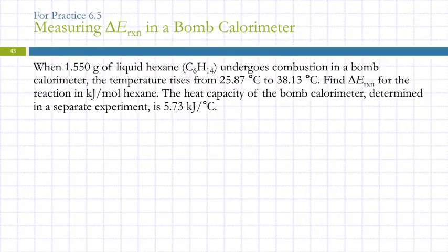When 1.550 grams of liquid hexane undergoes combustion in a bomb calorimeter, the temperature rises from 25.87 degrees Celsius to 38.13 degrees Celsius. Find the change in energy for the reaction in kilojoules per mole of hexane. The heat capacity of the bomb calorimeter, which was determined in a separate experiment, is 5.73 kilojoules per degree Celsius.